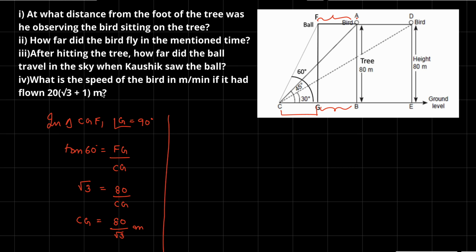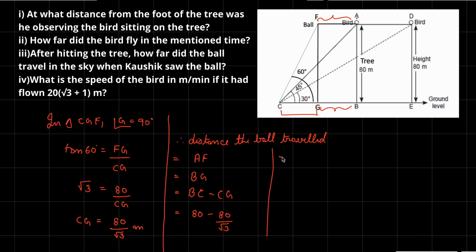Now going to the part where we calculate what is asked for us. Therefore, the distance the ball traveled will be equal to, we said, AF. AF is equal to BG. BG is nothing but BC minus CG. BC was calculated as 80 meters in the first part, and this is 80 divided by √3.